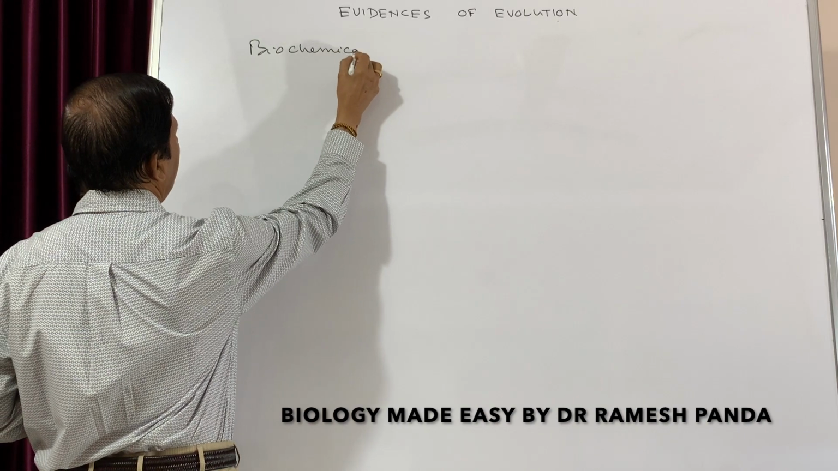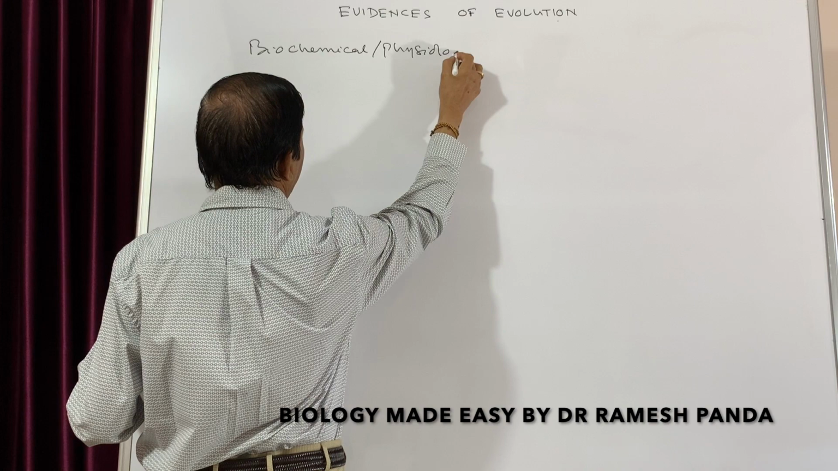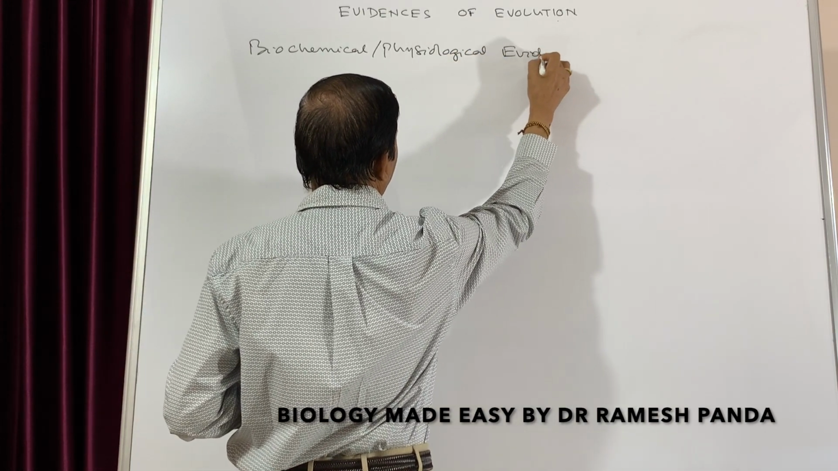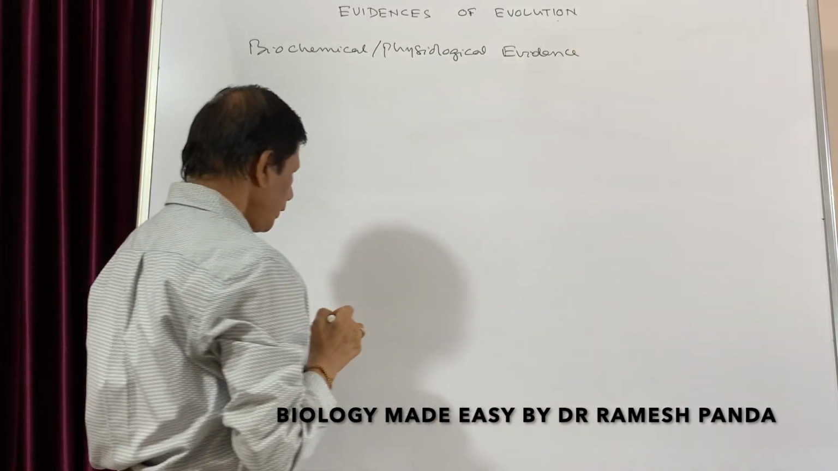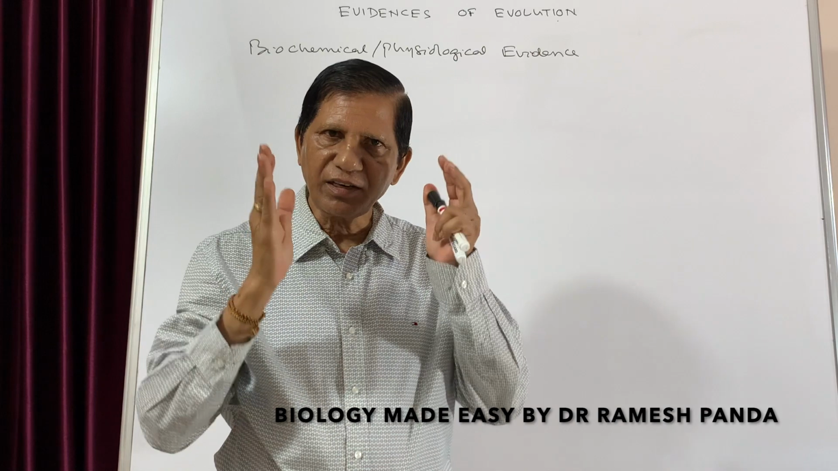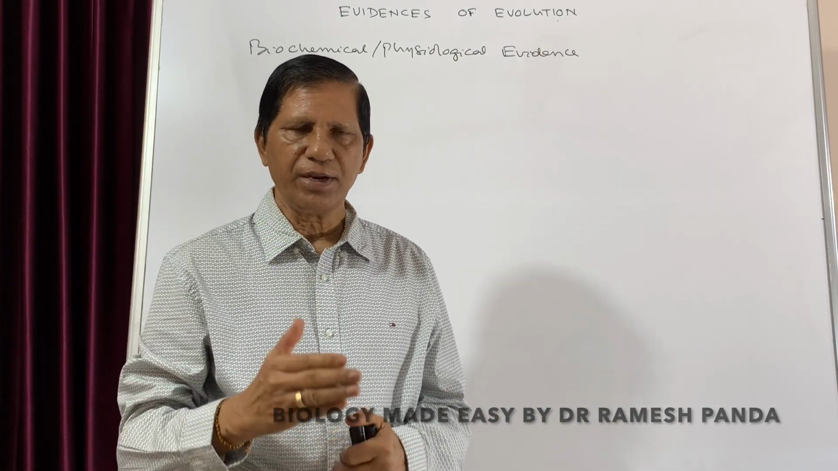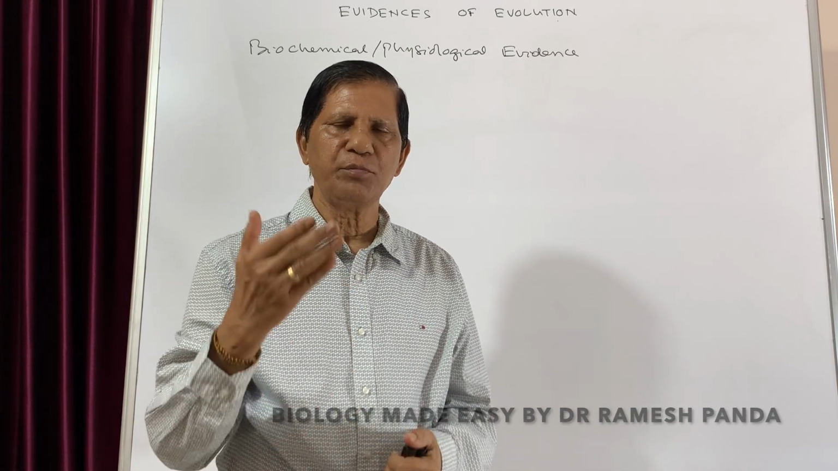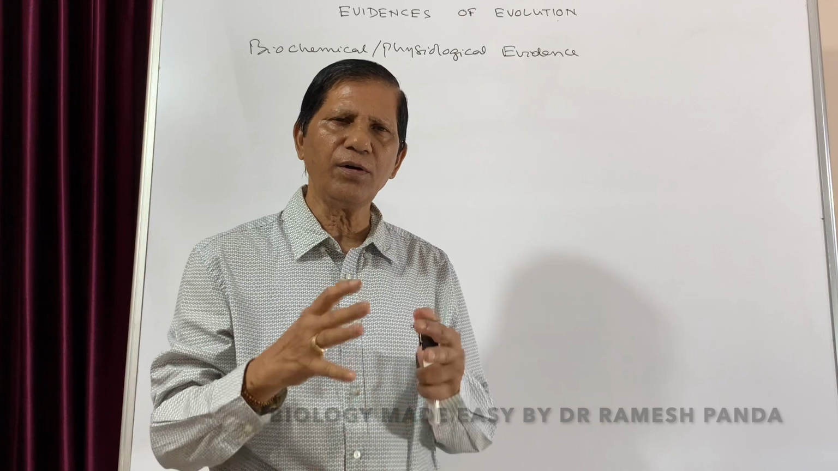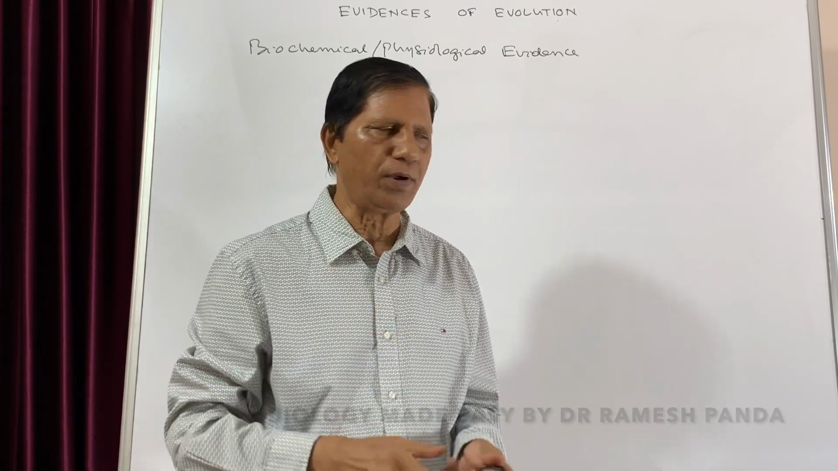Biochemical or physiological evidence. So the biochemical or physiological evidence also provides a direct proof how the evolution has taken place. Because whether we'll think of the proteins, hormones, enzymes, blood group, all are almost similar in most of the organisms. Let us discuss one by one.